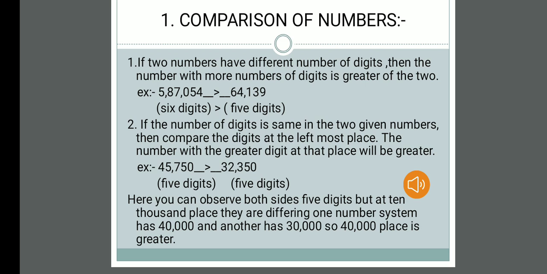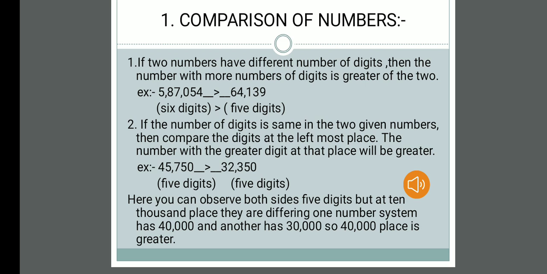Now as you can see in this example, 5,87,054 is there, and the next number is 64,139. As you can see, when I am comparing, automatically 5,87,054 is greater, because here I have got 6 digits, but in 64,139 I have got only 5 digits. So when I compare two numbers, the number with more digits is automatically the bigger number.